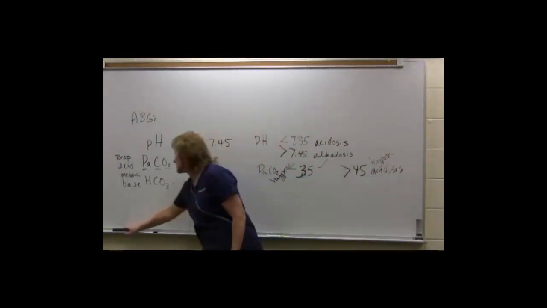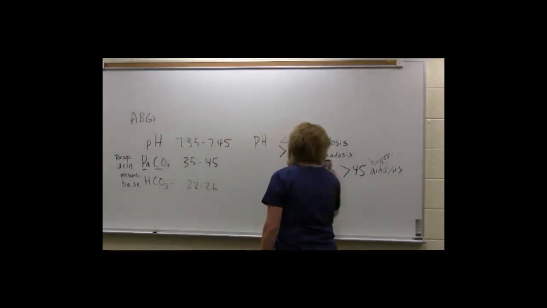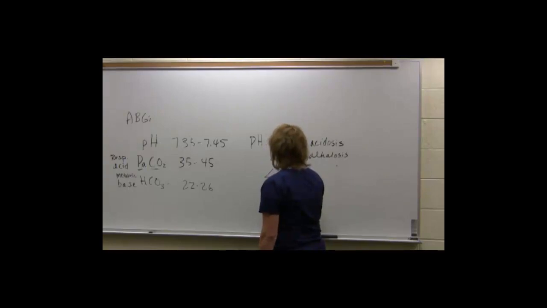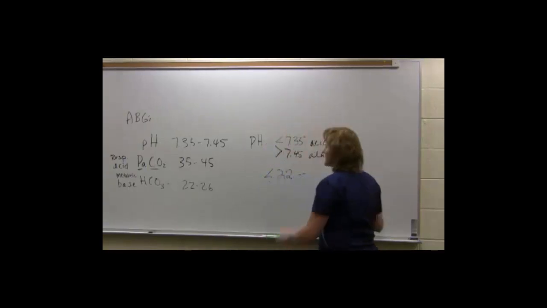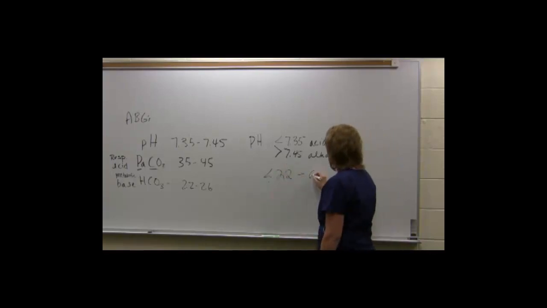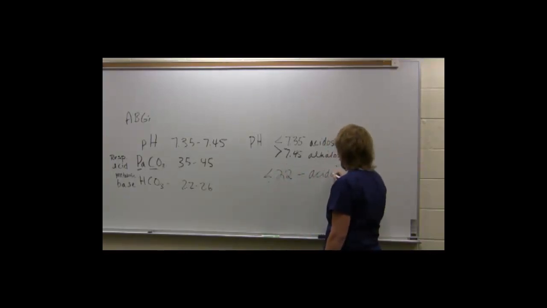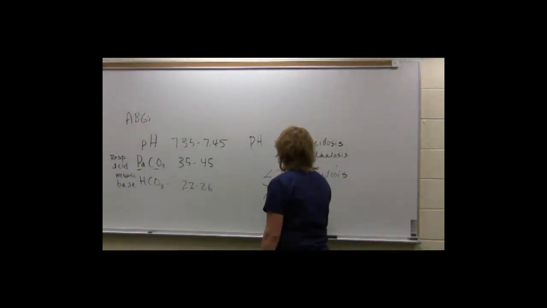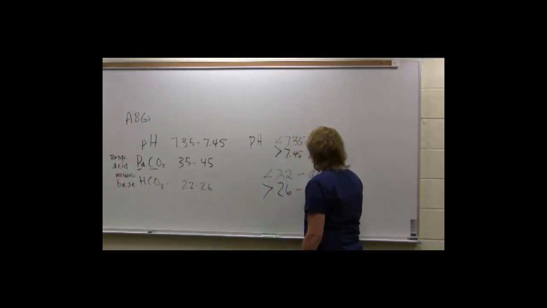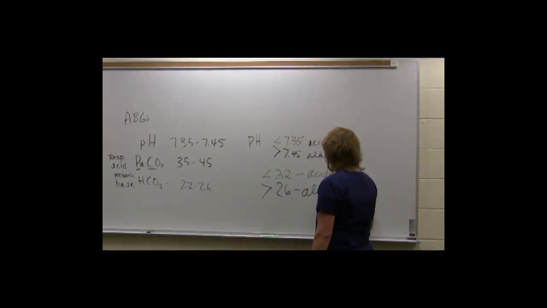Okay, then let's look at our bicarb. If my bicarb is less than 22, it means I don't have enough base, so I don't have enough bicarb. That would match acidosis if it's the cause. If it's greater than 26, it means that I'm making and retaining extra base, or I've gotten a base load from something, and that means if this is the cause, I have alkalosis.